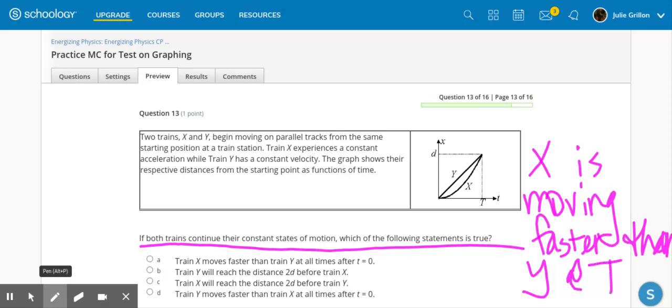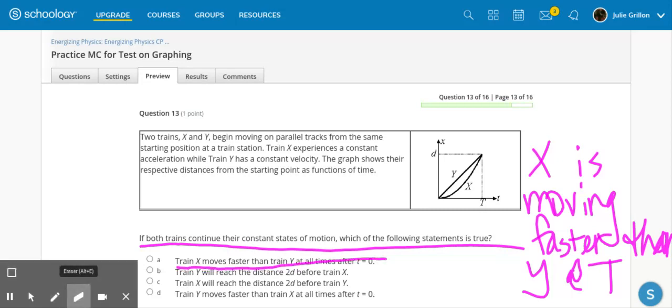Okay, so let's take a look. Does train X move faster than train Y at all times after t equals 0? No. Right here, obviously it doesn't because it's moving faster than train Y there, but they start at the same time. If it was always moving faster, it would be ahead of it. So no, that's not it.